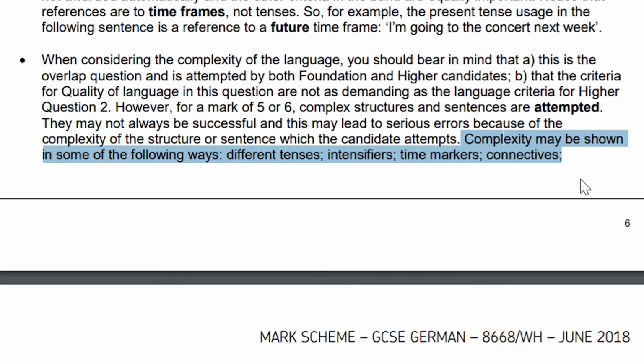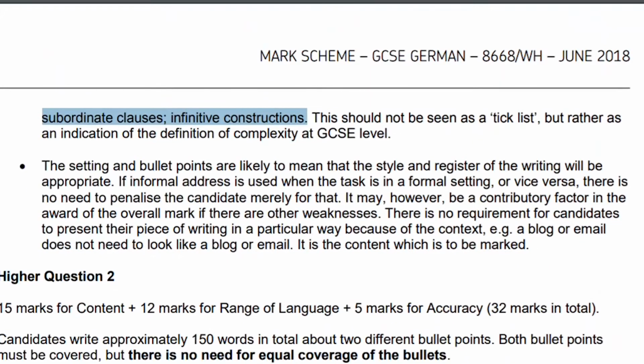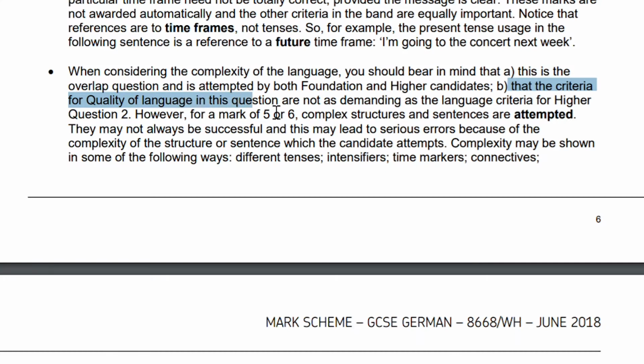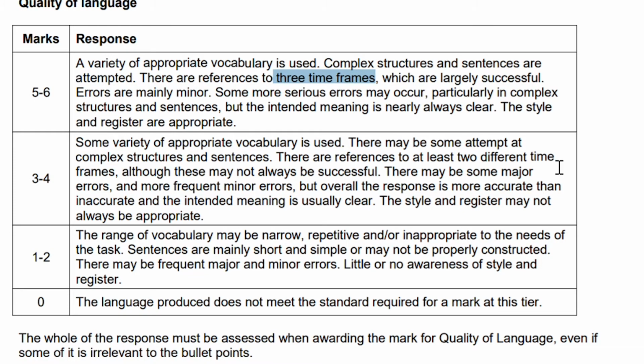Connectives, so use not just and, but also use but. So different kinds of connectives. And then they're talking about clauses and infinitive constructions. Now again, I'm going to talk about that for the 150-word essay because that's where it really matters. For the 90-word essay, complex structures are much simpler. A few becauses in there are already going to be enough for you to get the top marks there. 3 time phrases, successful.